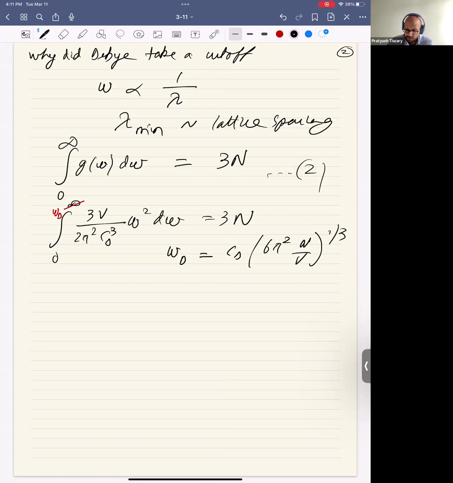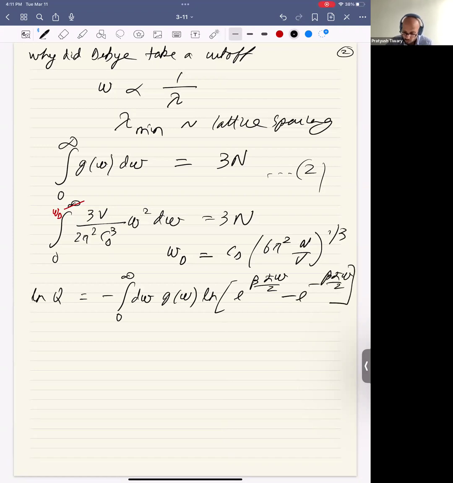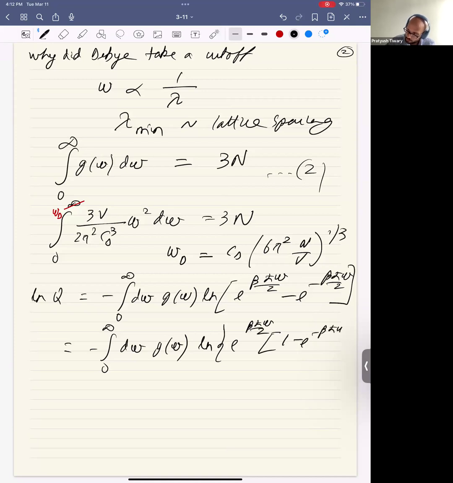So this is all the preliminary for the Debye stuff. Now we will get into the actual stat mech and compute our ln Q. We showed last time that ln Q is equal to minus the integral from 0 to infinity of d omega g of omega ln of e to the power beta h cut omega by 2 minus e to the power minus beta h cut omega by 2. This is general. This has nothing to do with Einstein or Debye. This could be for any arbitrary model of g of omega. This can be simplified as minus the integral of d omega g of omega ln of e to the power beta h cut omega by 2 times 1 minus e to the power minus beta h cut omega. I have just simplified the algebra.